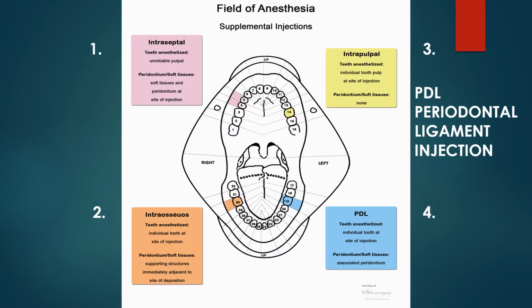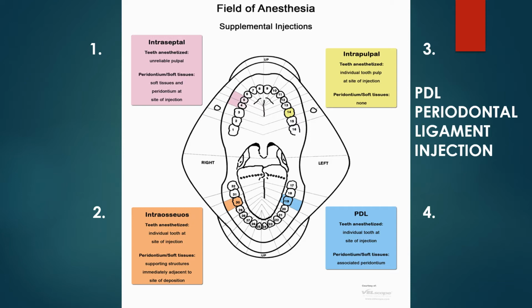You can see on this slide, look at number 4 down on the lower right. That is the PDL, or the periodontal ligament injection. It's for an individual tooth. All of these injections in the supplemental injection chapter are for just individual teeth, not for groups of teeth. You can give them to other teeth in that quadrant, but each would be a whole separate injection.